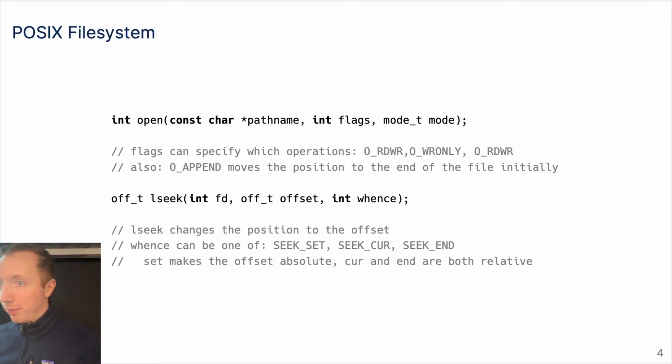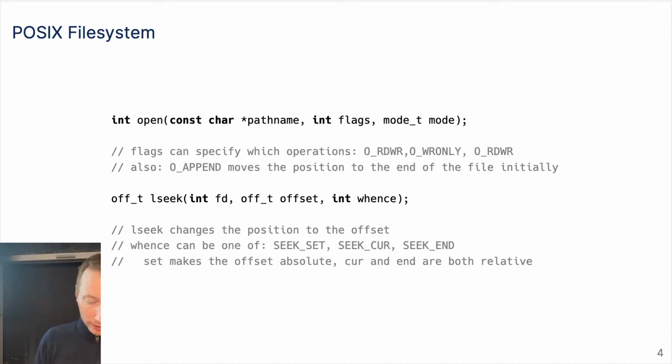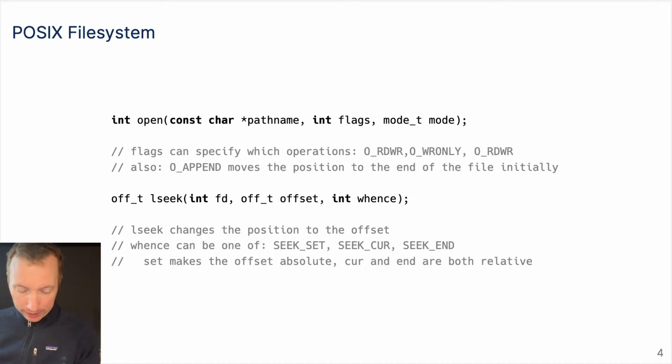So the second system call is lseek, which is the system call you use to actually change that position so you can randomly access files. lseek will take a file descriptor and an offset, which is just a number to change the position to. And what that change represents depends on the third parameter, whence. It can take one of SEEK_SET, SEEK_CUR, or SEEK_END, and CUR is just short for current.